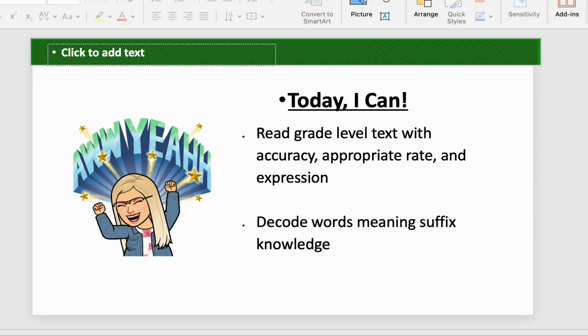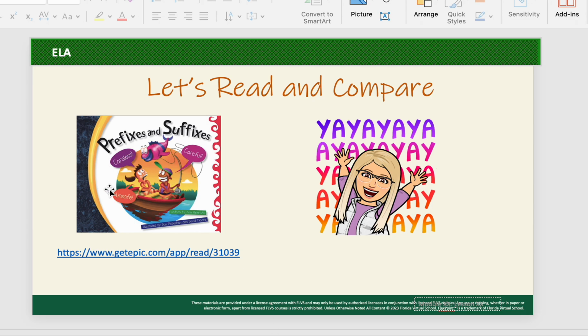So today, we're going to be reading some grade level text. We're going to be working on accuracy, rate, and expression. We're also going to be working on decoding words with suffix information. So let's go ahead and take a look at EPIC right now because there's a book called Prefixes and Suffixes. So let's go ahead and check it out.